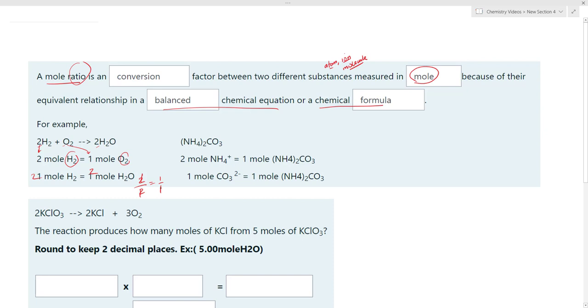Now, let's look at chemical formula. In this case, we have ammonium carbonate, and as you can see here, there are 2 ammonium in 1 mole of the whole entire thing. And here we have 1 mole of carbonate equal to 1 mole of the whole entire chemical formula. So that is the basic understanding of mole ratio and how we can get mole ratio from a balanced chemical equation or from a chemical formula. And again, substances could be atoms, which is a specific element, or ions or molecules.